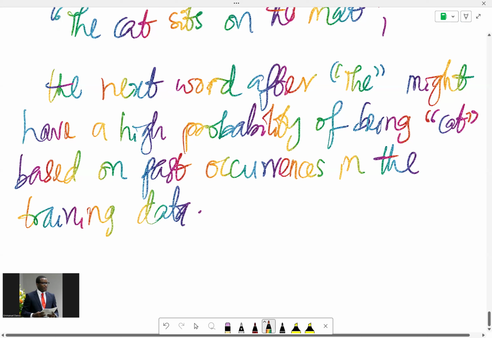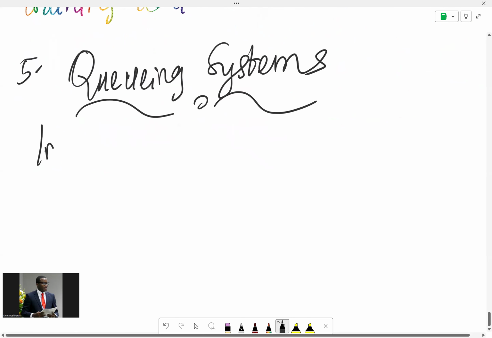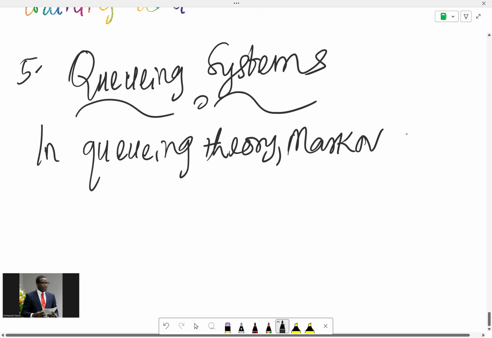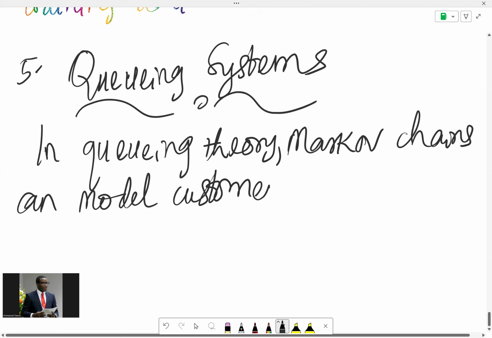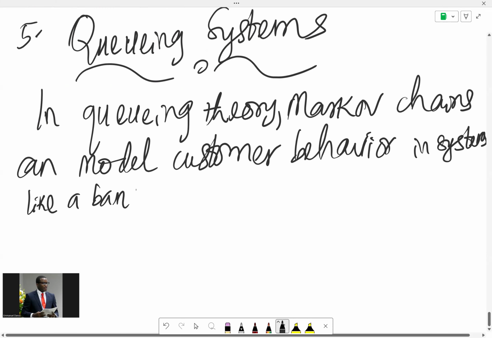And we also have queuing systems. That would be the fifth example. You can see Markov chains are really useful. So in queuing theory, Markov chains can model customer behavior in systems like a bank or call center.